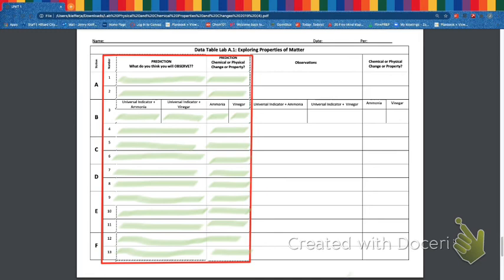So when you finish this whole red box should be filled in. You should have all of that information in your data table. Now, as we go through each of the demonstrations, you're going to record your observations on the right-hand side of the paper. So you're going to record your observations over here, and also decide if it's a physical or chemical change or property.